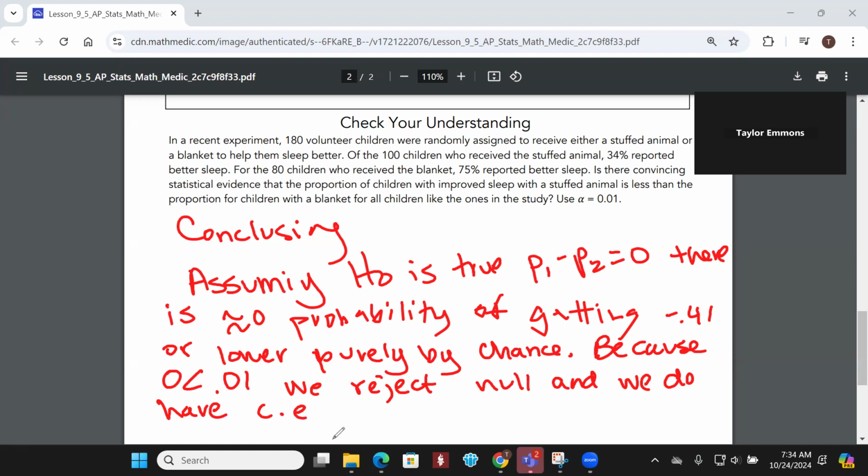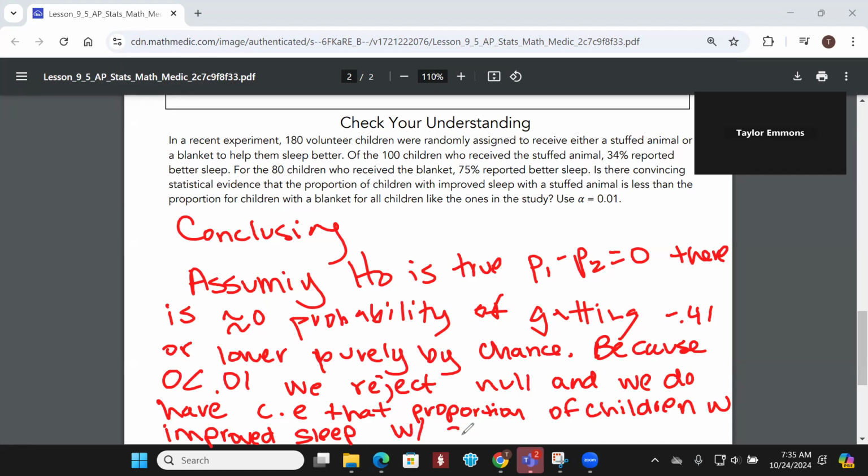Convincing evidence that the proportion of children with improved sleep with a stuffed animal is less than with a blanket for all children like this one in the study.